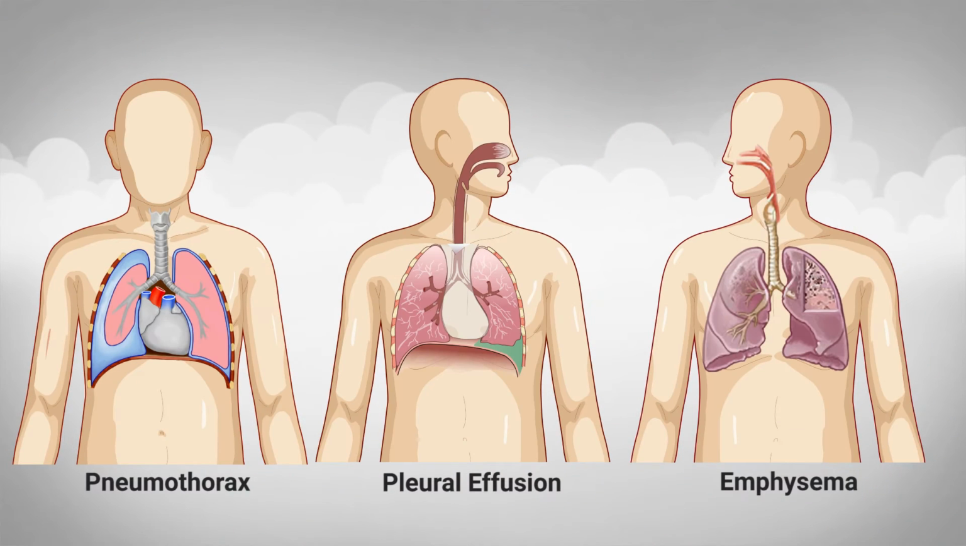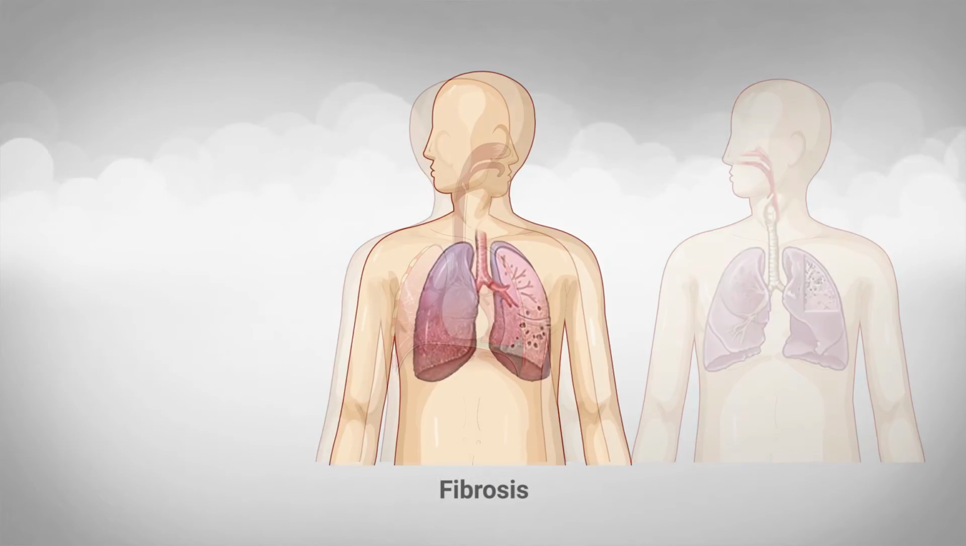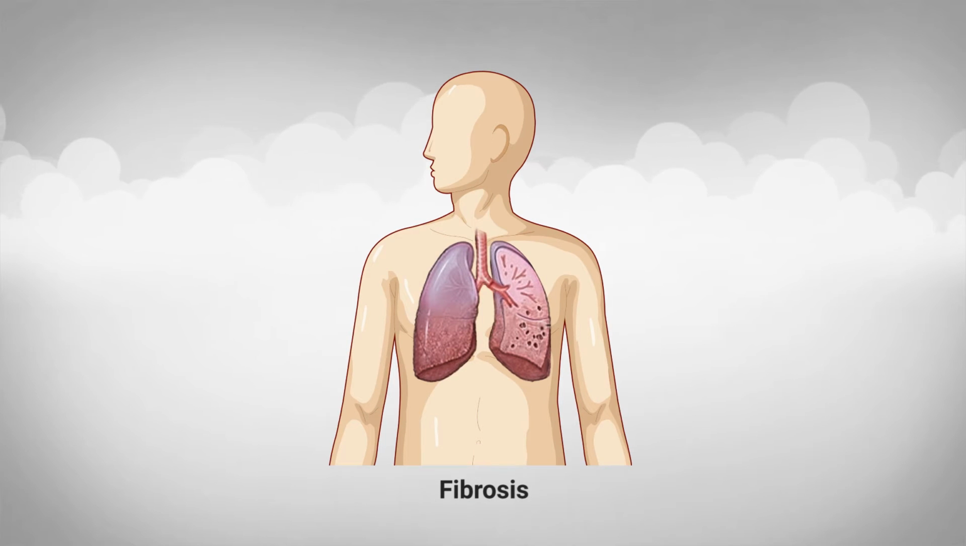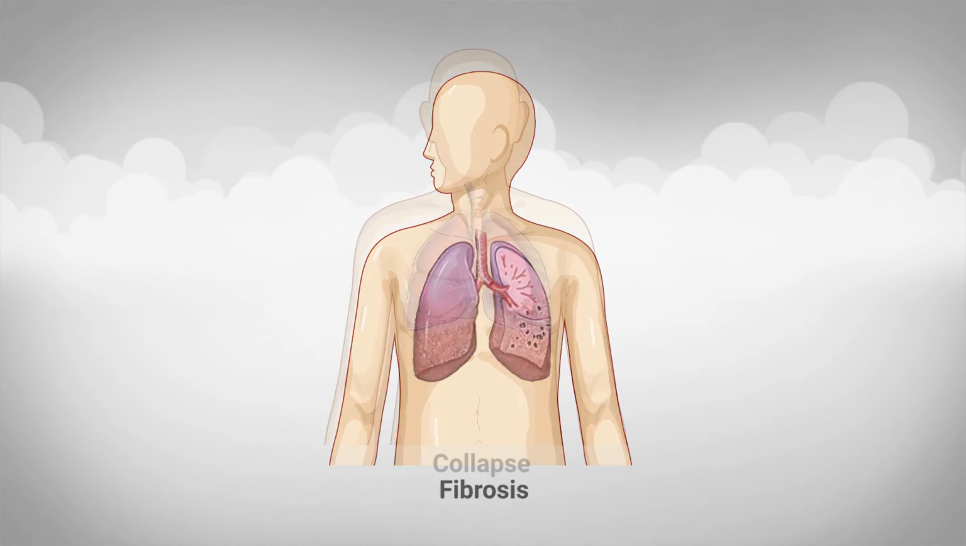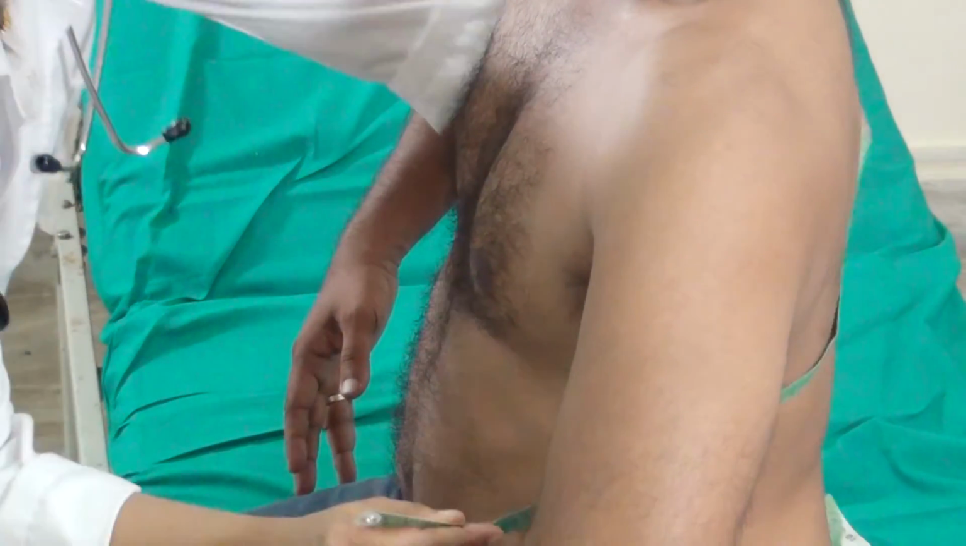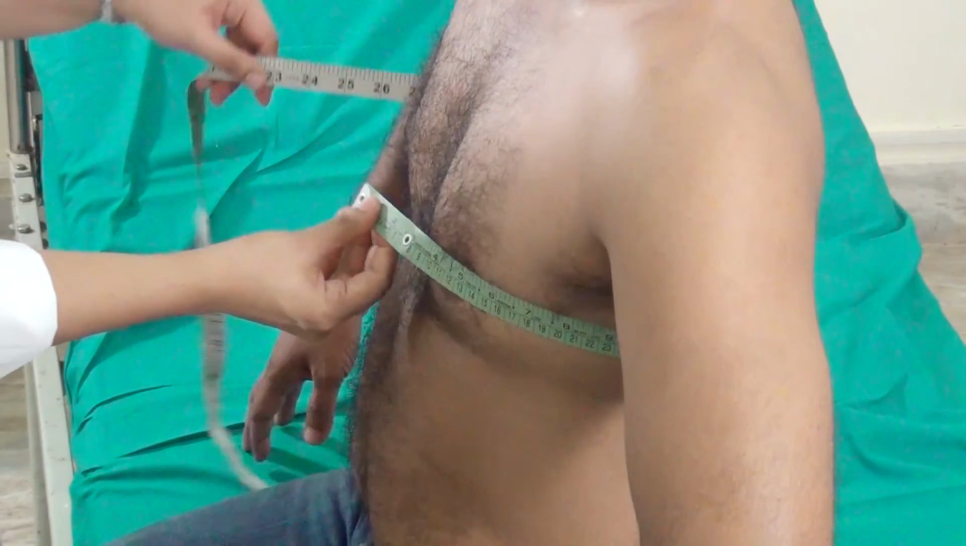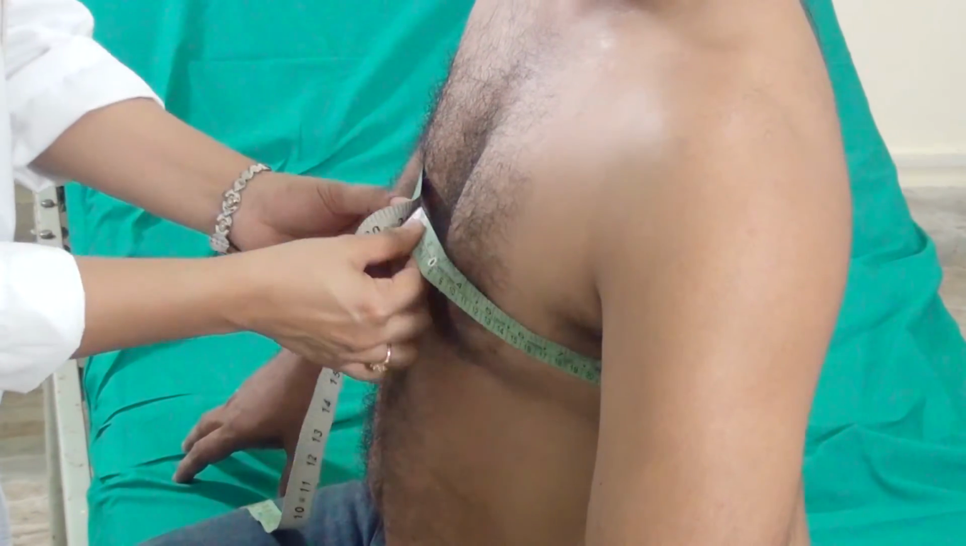The affected side is prominent and chest expansion is reduced in pneumothorax, pleural effusion and emphysema. The affected side is shrunken with reduced expansion in fibrosis and collapse. To find out the chest symmetry, you must measure the chest expansion and hemithorax using a measuring tape.